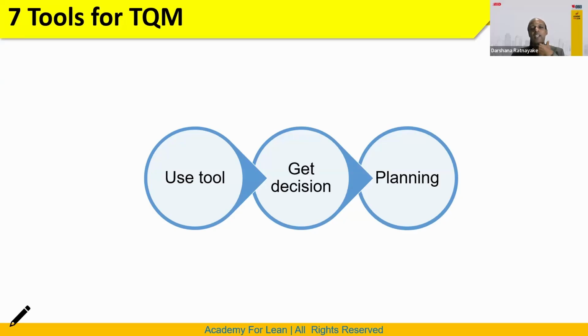Now, while you are writing, let me tell you how we use the 7 QC tools. The first is there's a problem, identify the problem, and use tools, then get actions or countermeasures. That is the 7 QC tool process. And the 7 TQM tool process is: use tool, get decisions, and we incorporate these decisions into our planning. Right? I hope you have taken note.